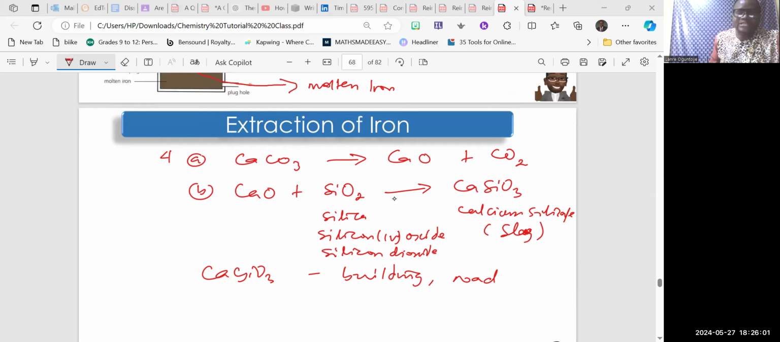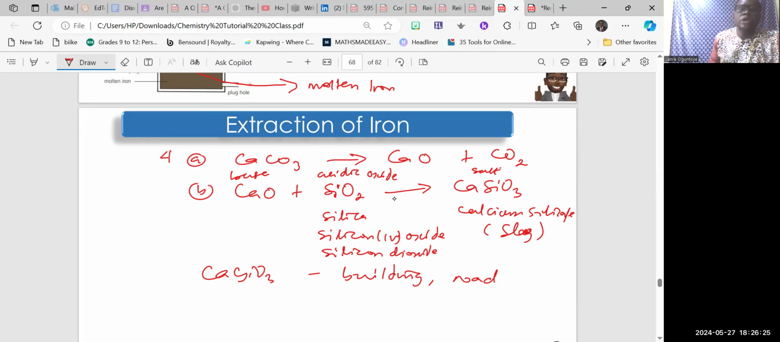Okay, fantastic. This silica impurity is an acidic oxide. That makes sense, because you are using a base to remove it. This is a base. So you can see it's a reaction between a base and something that is acid to form what? To form a salt.